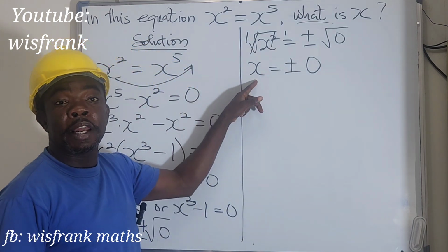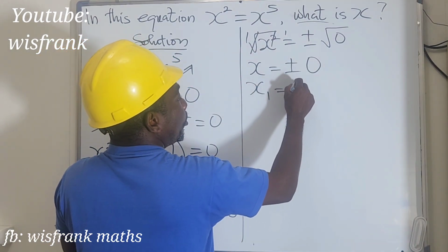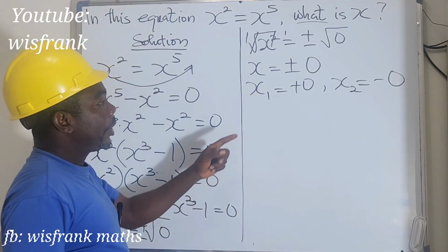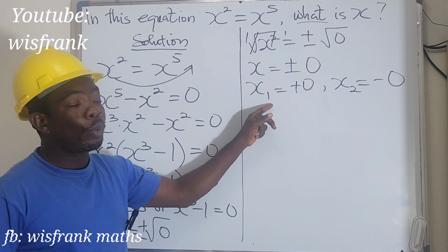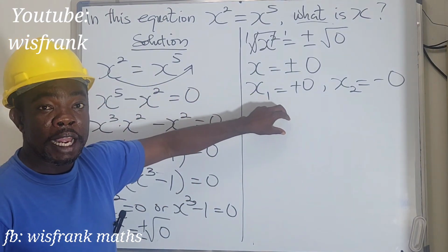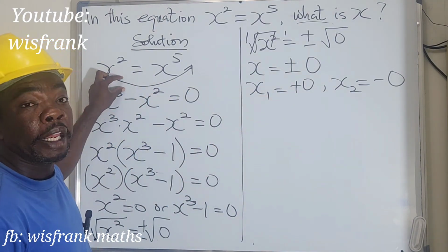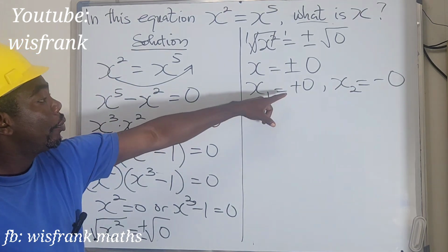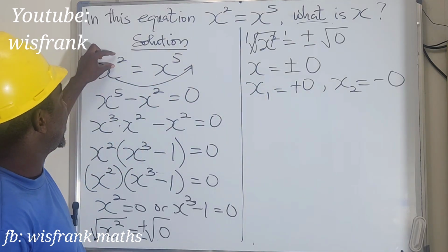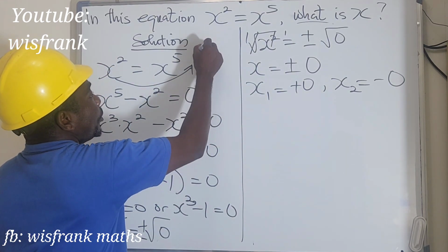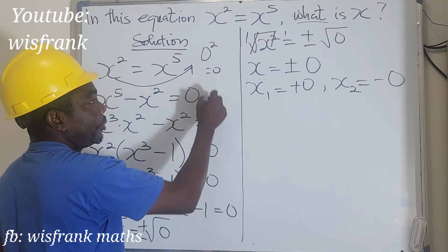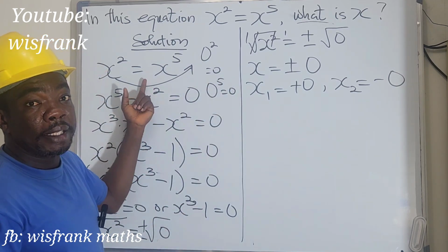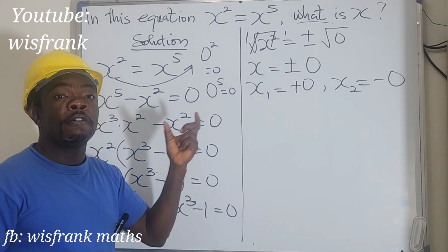Here we have two values of x: x1 equals plus 0 and x2 equals minus 0. So these are the values of x that we have, and they are factors of this equation that can satisfy it. So you can see that when you substitute x equals 0 in this place, we have 0 raised to the power of 2 is the same thing as 0, and 0 raised to the power of 5 is the same thing as 0. So it satisfies this expression. So those are the first two values of x.